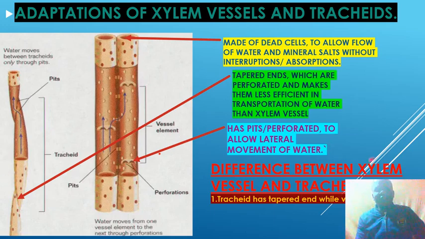So what's the difference between the xylem vessel and the trachea? The tracheids are tapered at the end, while the vessels are hollow. So we are speaking about tapered ends, while the vessels are hollow.